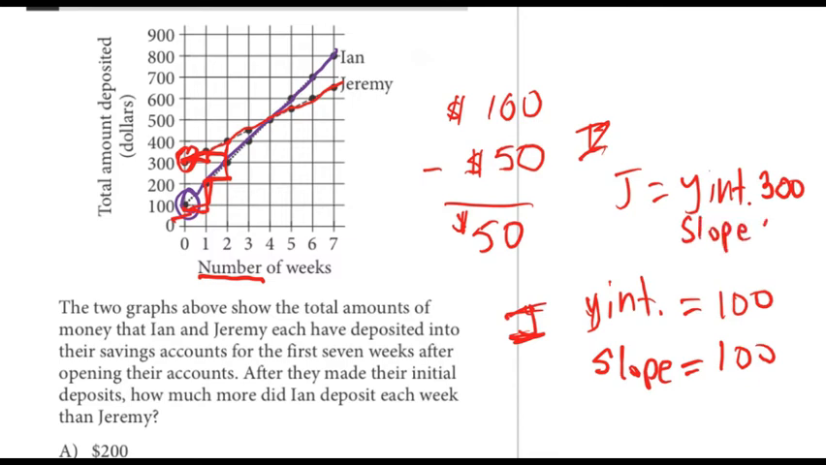So the two equations of lines, even though we don't need those for the question, Jeremy would be y equals 50x plus 300. And Ian would be y equals 100x plus 100.